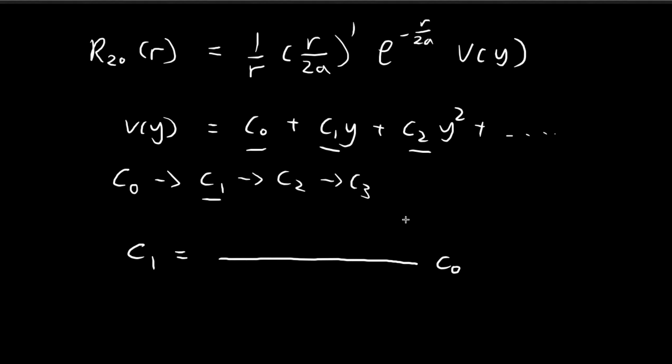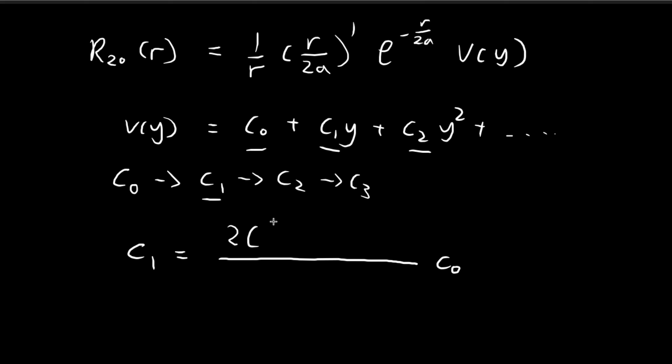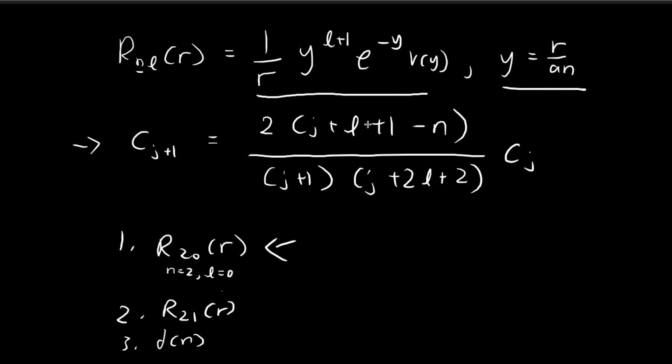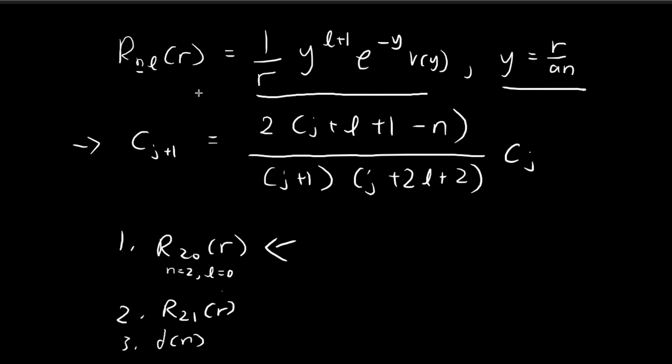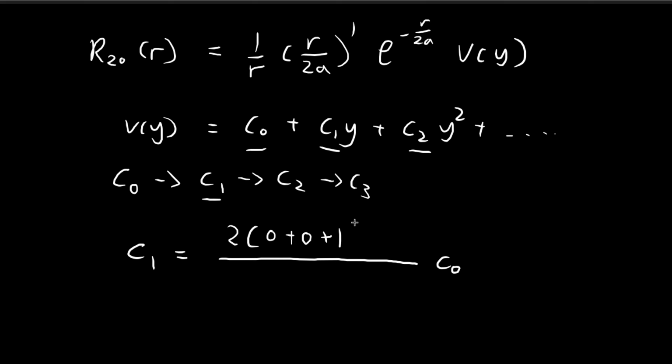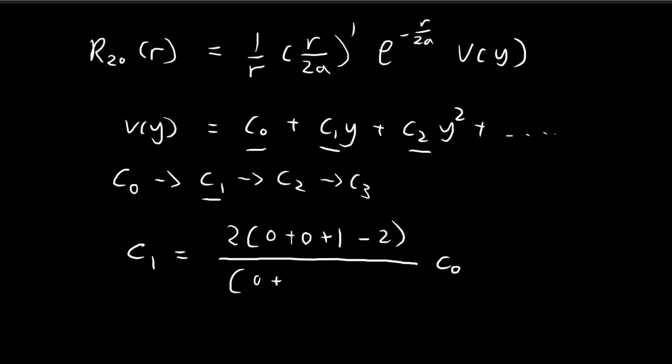We can just directly apply the recursion formula. So we have 2 times j plus L plus 1. In this case, j is equal to 0. And then we have plus L, L is equal to 0. And then we have plus 1. And then we have minus n. In this case, n is equal to 2, so we have minus 2. And then in the denominator, we have j plus 1. So j is equal to 0 in this case, so we have 0 plus 1.